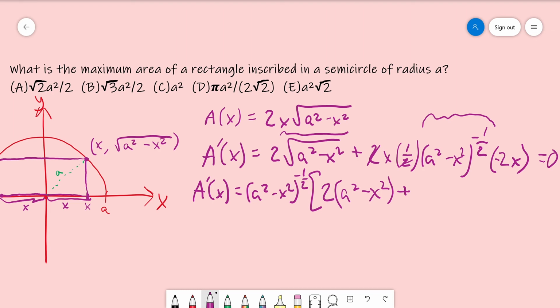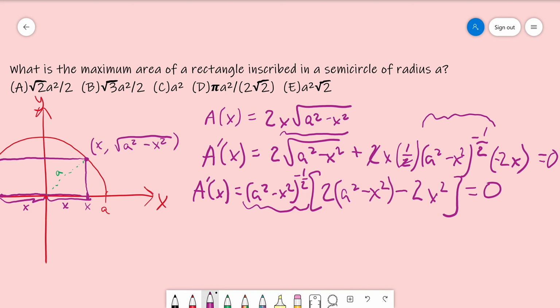So that's actually going to be minus 2x squared. And we can't really factor out the a squared minus x squared to the negative 1/2, so that's gone. And we're setting all this equal to 0. Now we have a product that's equal to 0, so we have to check each factor. Now this factor, a squared minus x squared to the negative 1/2, that's not going to equal 0 because it's 1 over some number.